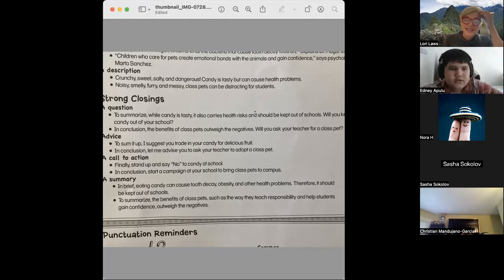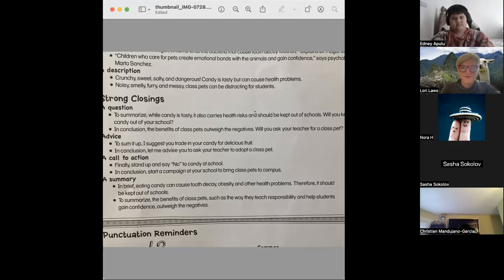It could be some advice. Give your readers some advice. To sum up, I suggest you trade in your candy for delicious fruit. Or in conclusion, let me advise you to ask your teacher to adopt a class pet. Or now that you've read this, I think that you should go out and buy a cell phone. Or after reading this, take it to your parents and have them read why you need your own room.